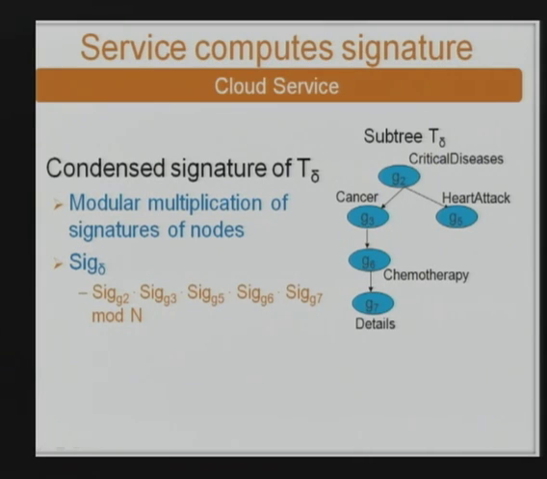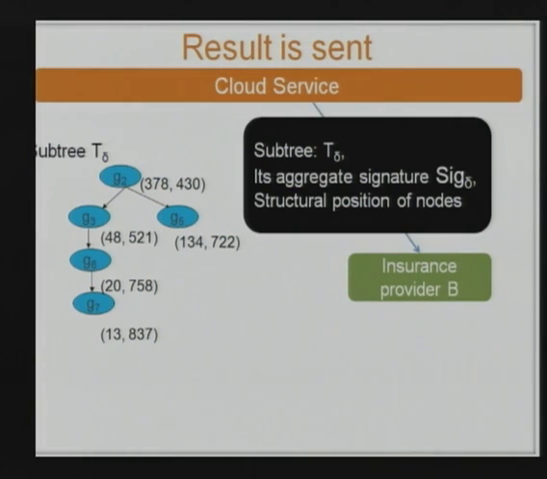Before the healthcare service sends the subtree to the receiver, it computes the signature of the subtree by condensing the signatures of all the nodes. That means every node has a signature, right? It multiplies them together modulo n, and it sends that signature, the signature of the subtree. It also sends the structural position of each node, because that is a critical component in our system.